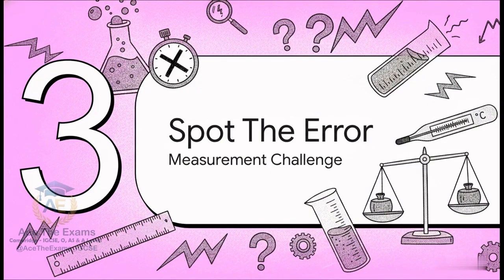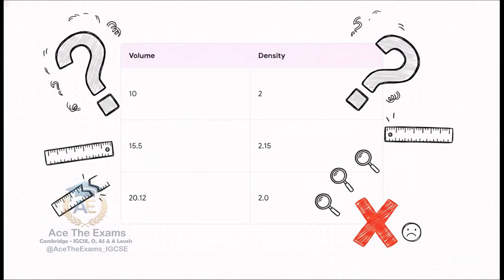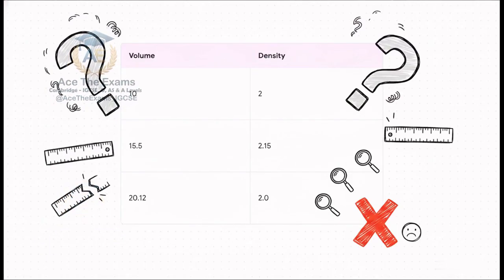Moving on to Section 3, spot the measurement error. Let's actually put this framework to the test with a Cambridge-style interactive challenge. All right, take a really close look at this data table showing volume and density measurements. Can you spot the anomalies? Seriously, look at the headers. Look closely at the numbers. I'll give you a second to figure it out.